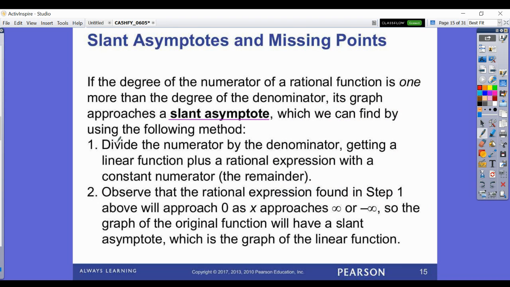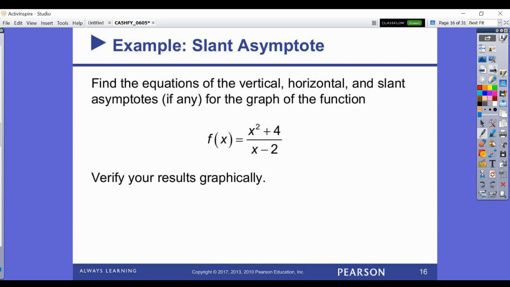So how do you do that? You divide them. That's it. You take the top divided by the bottom, and you look at just the rational function that's left over. The remainder really doesn't matter because that just kind of goes away. So that's pretty much it. Let's go ahead and try that out.